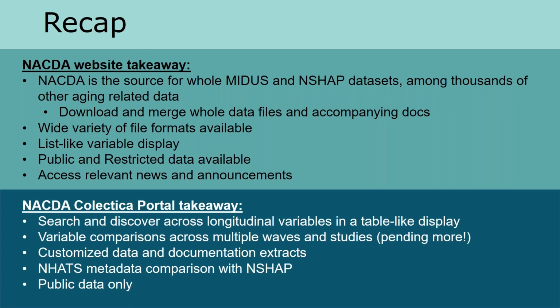From the Colectica Portal that we host, you can search across longitudinal variables in a table-like display, and you can see the variable comparisons across multiple waves and studies, and we hope to add more. You can get customized data and documentation extracts. We have the NHATS metadata, as Jeremy mentioned, compared with the NSHAP series, and we have the public data for that series in the portal. As I mentioned, it's public data only. Both have user support and both are powered by DDI.